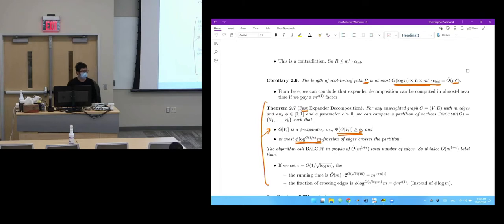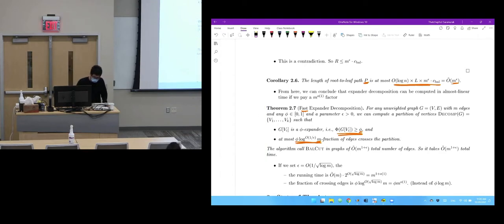Okay, so I would like to start by finishing why we get the fast expanded decomposition. Although we have really finished all the technical things in lecture already, I didn't really finish it properly, like how to conclude how this follows.